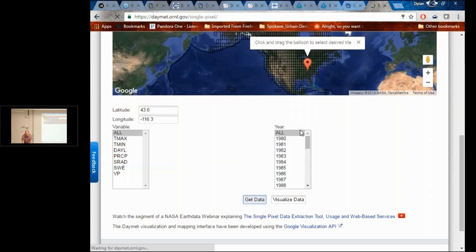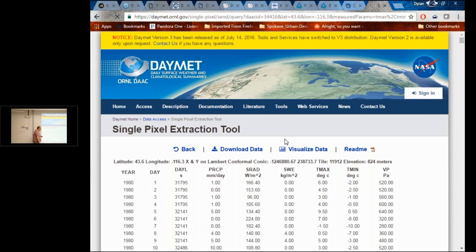Still spinning, isn't it? Well, we won't worry about that too much. But again, one of the things that is nice about this is that you can do it for any area that you want. It gives you the daily max and mins. There we go.